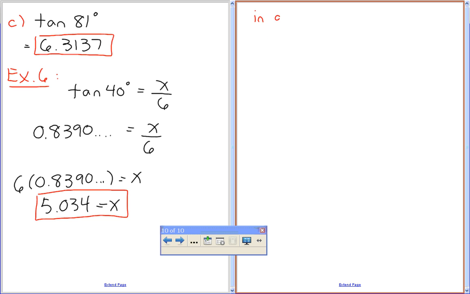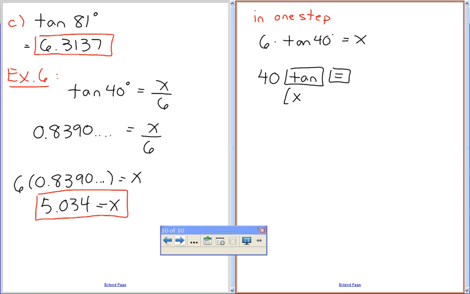Okay, so how to do this in one step? Because I like things in one step. You're just going to move the 6 over first. So you're going to say 6 times tan 40 equals x. Then the way you would do this in your calculator, and this is the way I would do this in my old calculator, I would do 40 tan equals, and then I do times 6 equals, and then you should get 5.034.